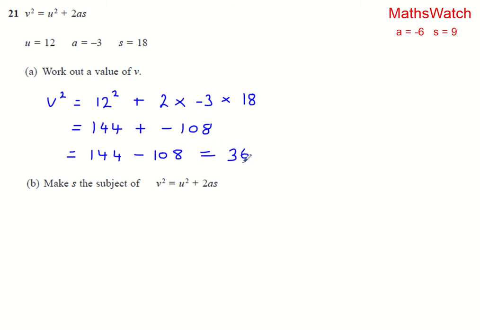Now that's not our final answer, that's the value of v squared. So if v squared is equal to 36, if we only want v, we need to do the opposite of squaring, which is a square root. And the square root of 36 for this question will be 6.